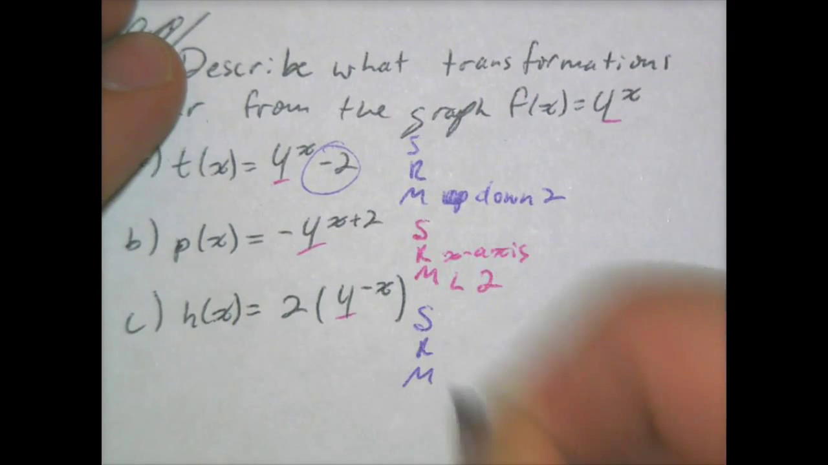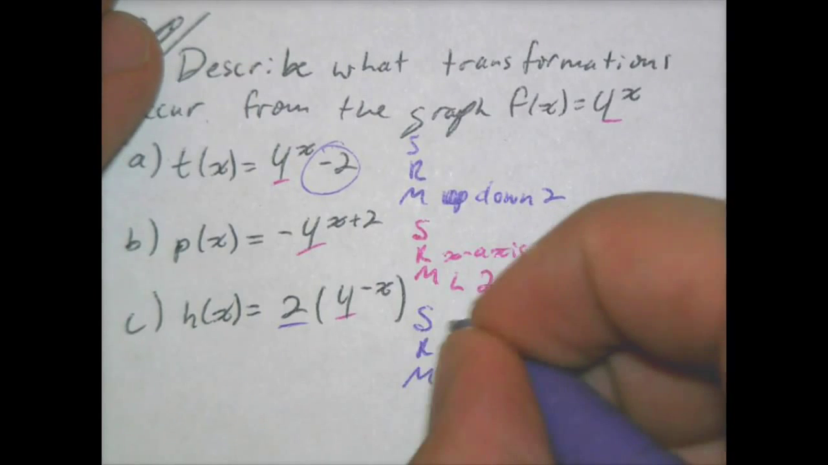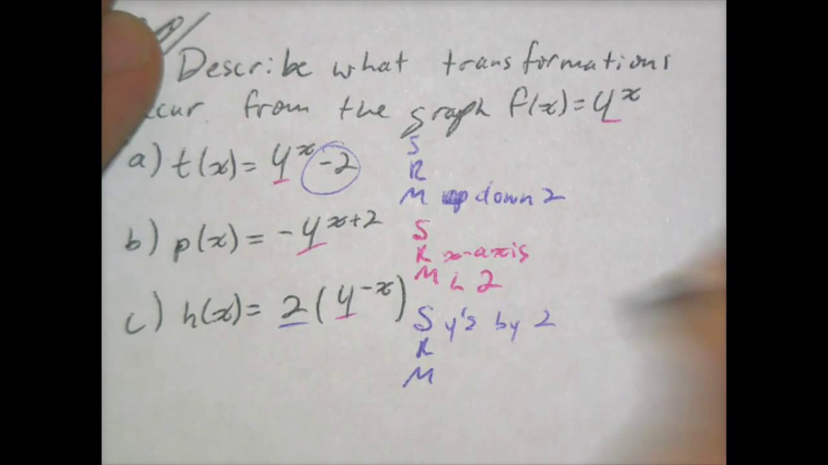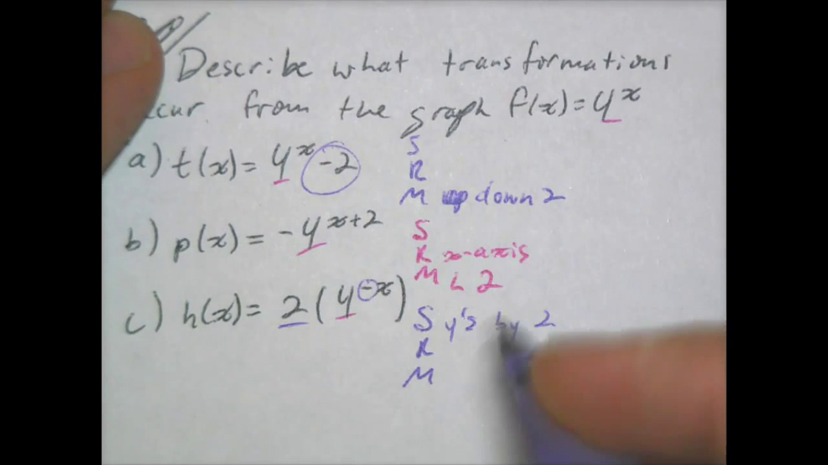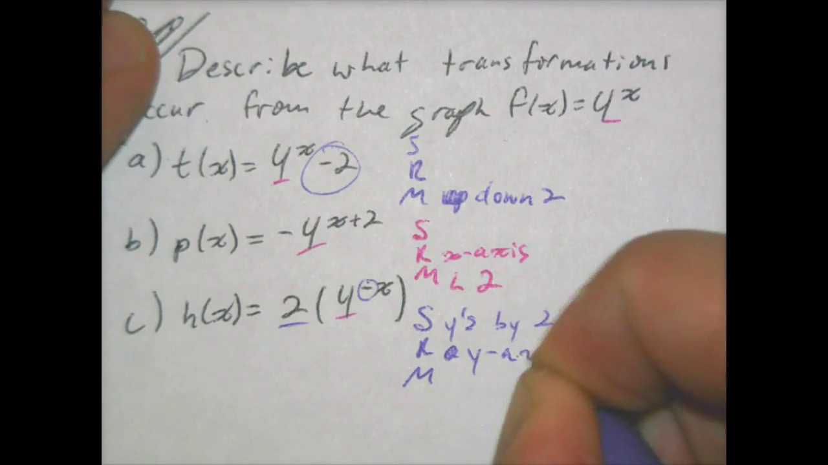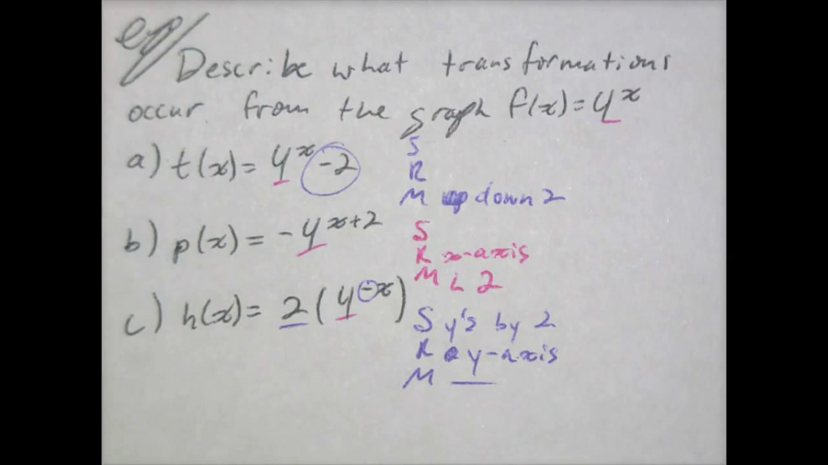Stretch, reflect, move for my last one. This one is where I have a 2 on the outside, so I'm going to stretch the y values by 2. I have a negative with the x, so it's going to reflect over the y-axis. So I have a y-axis reflection, and there's no plus or minus anything, so no moving. Cool, that's all it's asking for.